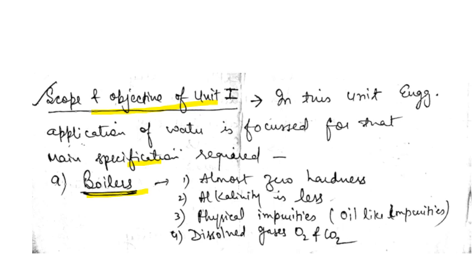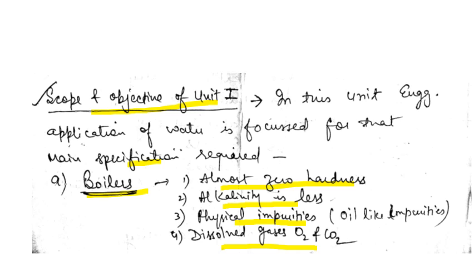And for that, which kind of water is required? Almost zero hardness, 0 ppm, 0 milligram per liter. Alkalinity of water should be less. Physical impurities, specifically oil-like impurities, cannot be there if we are using it in boilers, and dissolved gases like oxygen and carbon dioxide are also not required in the water. So we are focusing on the main engineering application in this unit.